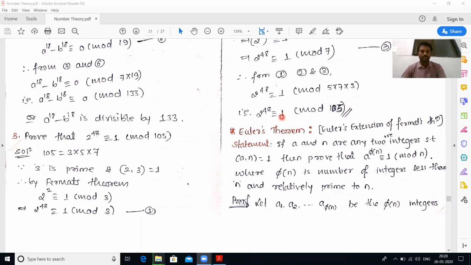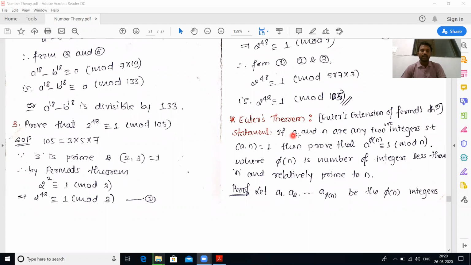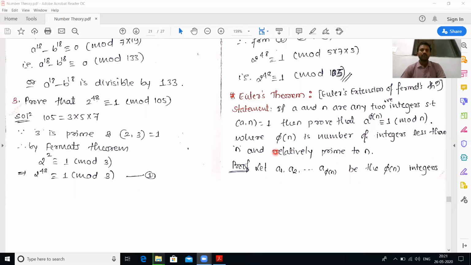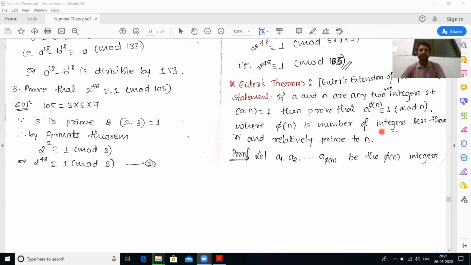on Euler's theorem. The statement of Euler's theorem is: if a and n are any two positive integers such that a and n are relatively prime to each other, that is the GCD of a and n equals 1, then a raised to phi of n is congruent to 1 mod n, where phi of n is the number of integers less than n and relatively prime to n.